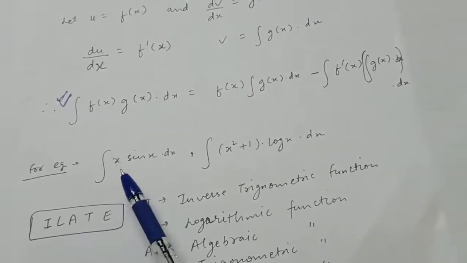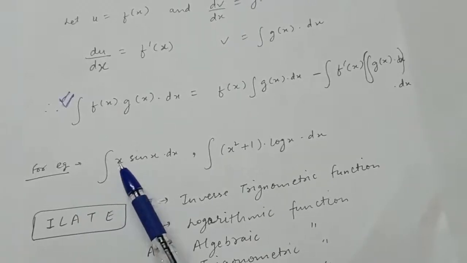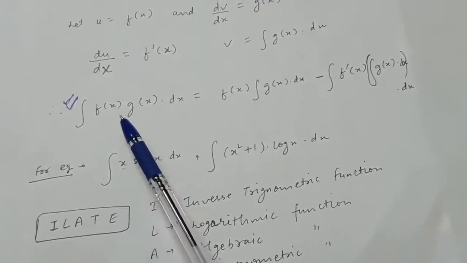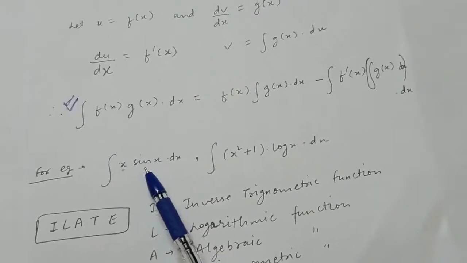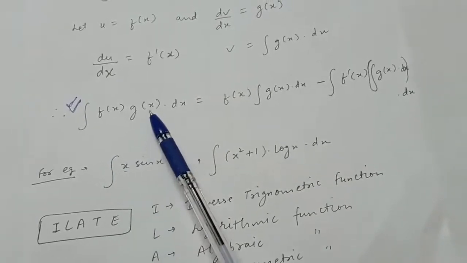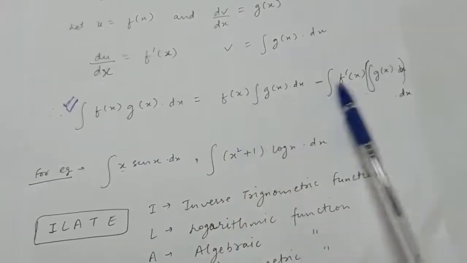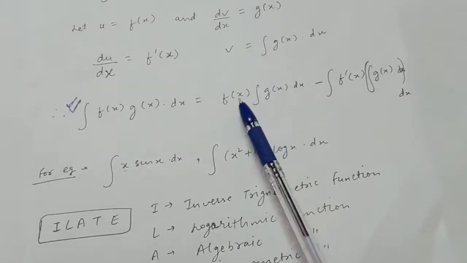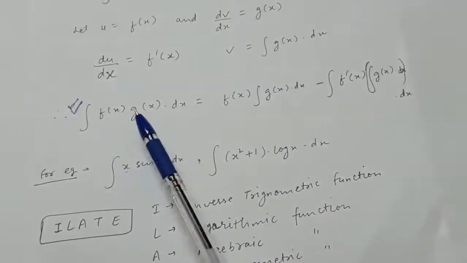Therefore, take this x as the first function, that is f(x), and sin x as the second function, that is g(x), and apply this formula, which is known as integration by parts. So you have to learn this formula also, right?